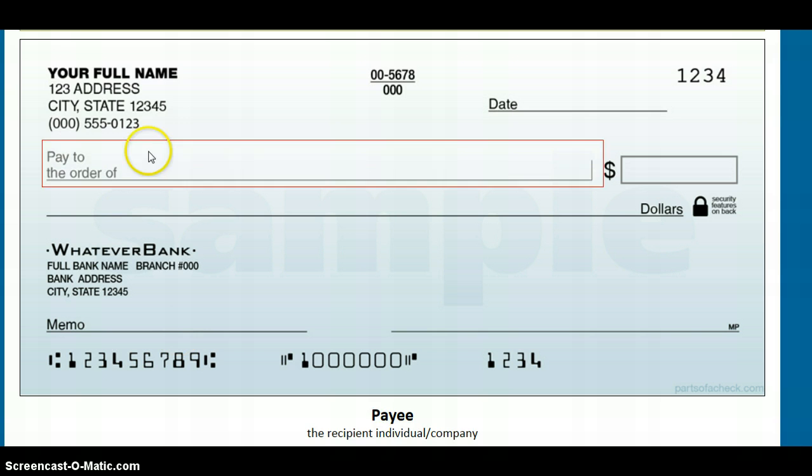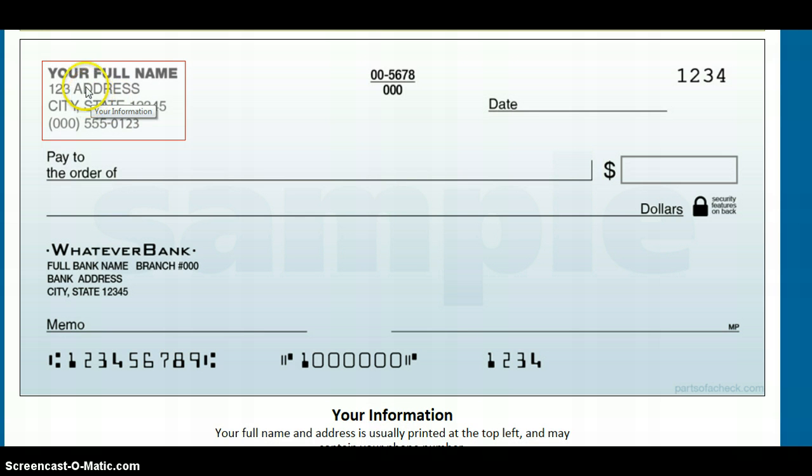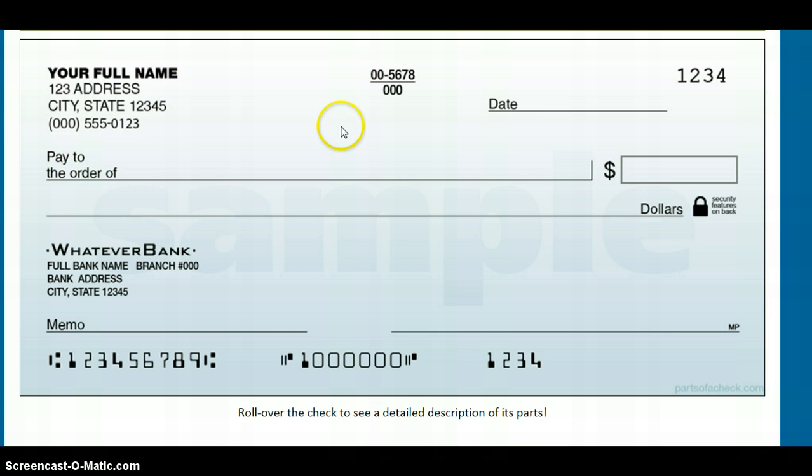It's fake, obviously. Up at the top, you'll see where your full name will be, your address, and then sometimes your phone number is on there. This is so the businesses or the banks can contact you personally instead of going through the bank.